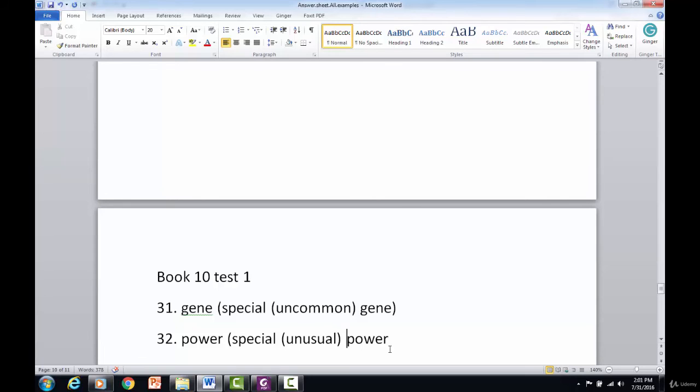So if you know that unusual is a synonym for the word special, and special is a synonym for the word uncommon, then you'll know what the answer connects to. That's how you can always identify the answer. A lot of people ask me, well, how do I know when they're saying the answer? You have to recognize synonym language. There's no other secret way of getting around that.